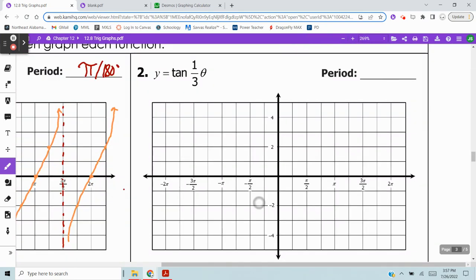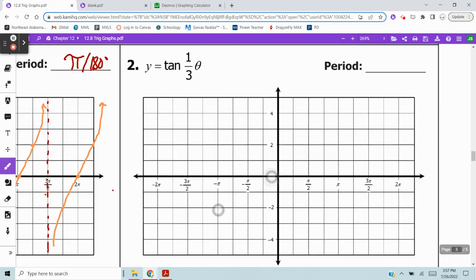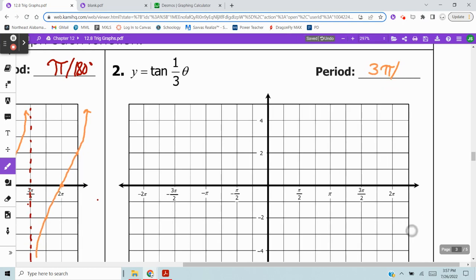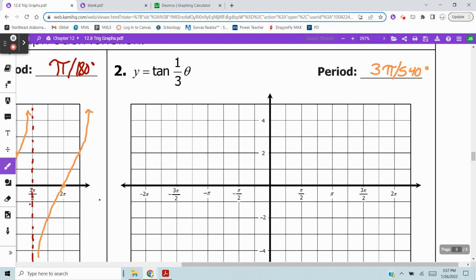Okay, number 2: y equals tangent of 1/3 theta. Notice here that the 1/3 is now on our x value, so that's going to be a horizontal stretch, though we've got to flip it, so the horizontal stretch is times 3. Normally our period is pi for tangent. However, if we stretch it 3 times wider, it's now going to be 3 pi, or 540 degrees.